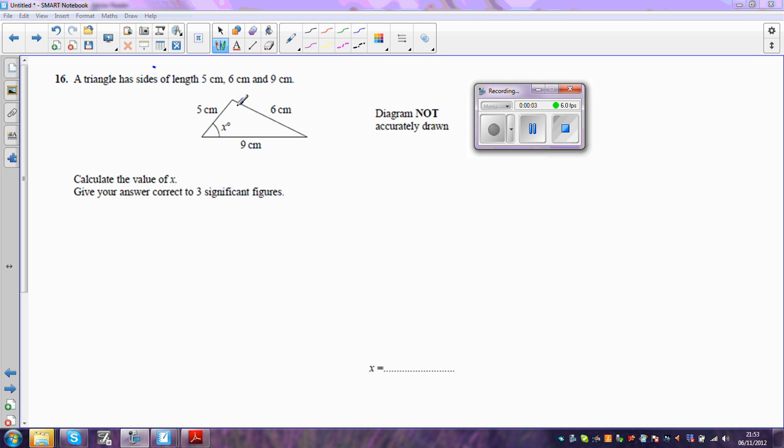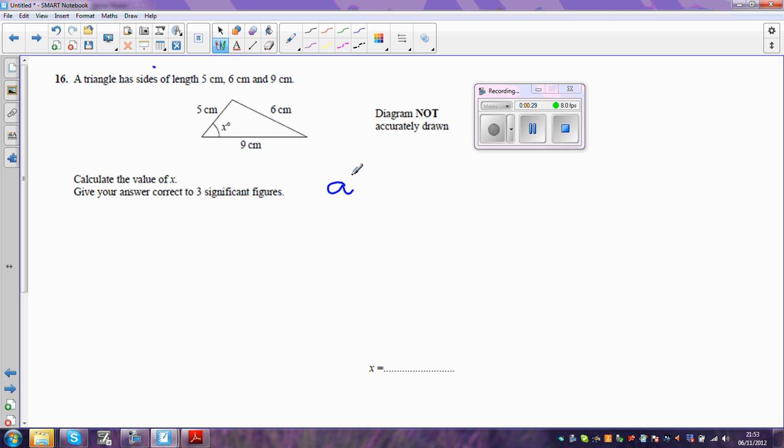This is a question about a non-right angled triangle, so we can't use SOHCAHTOA type trigonometry. We're either going to use the sine rule or the cosine rule. Now, because we don't know this angle here, we can use the sine rule only if we know a side and the angle opposite that side. It can't be a sine rule question, rather it must be a cosine rule question.